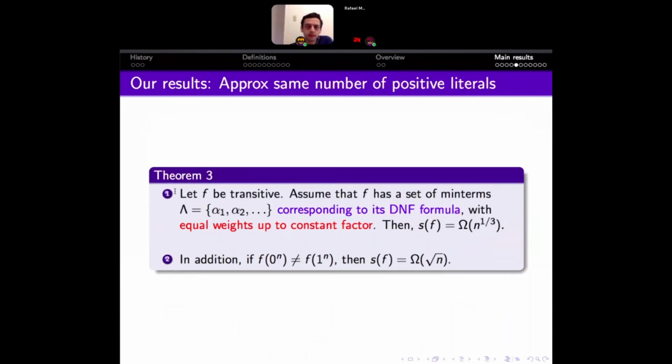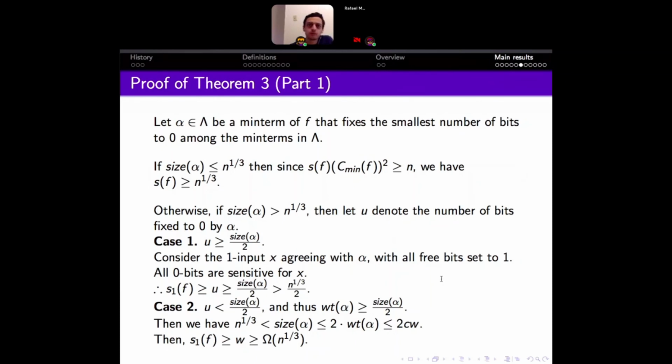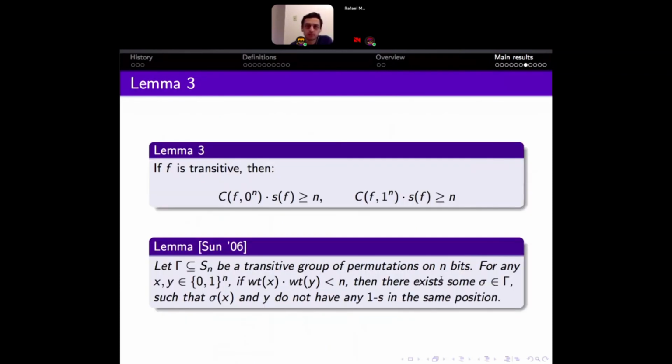So then lastly, our theorem 3 states that if f is transitive and assuming that f has a set of min terms alpha 1, alpha 2 and so on corresponding to its DNF, which have equal weights up to constant factor, then its sensitivity is at least n to the 1/3. And additionally, under this condition, we also prove that its sensitivity is at least square root n. So we skip the proof of part 1 for lack of time. We'll quickly go over the proof of lemma 3, which states this bound.